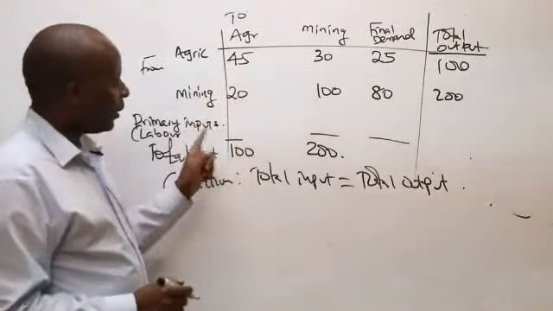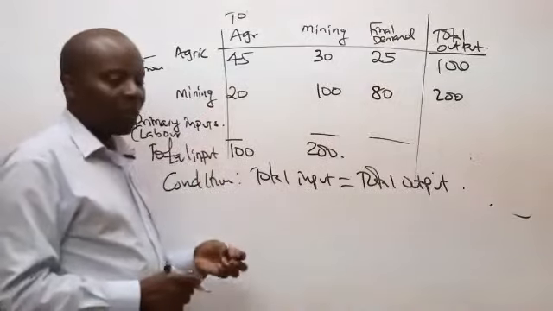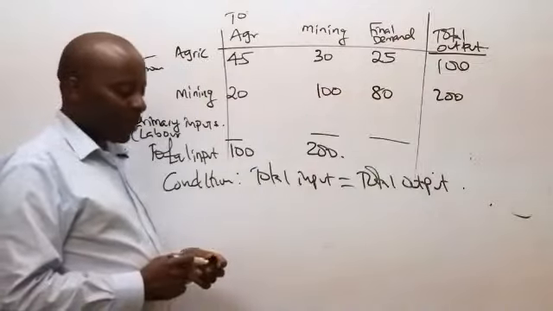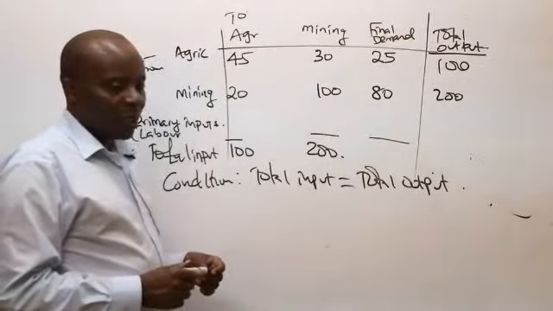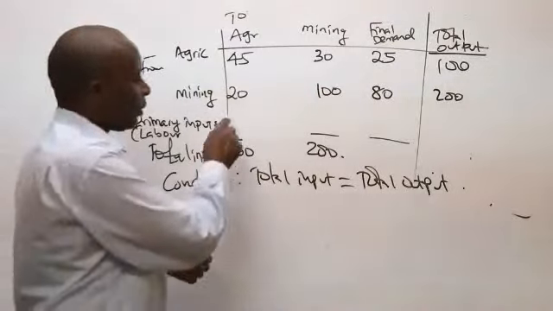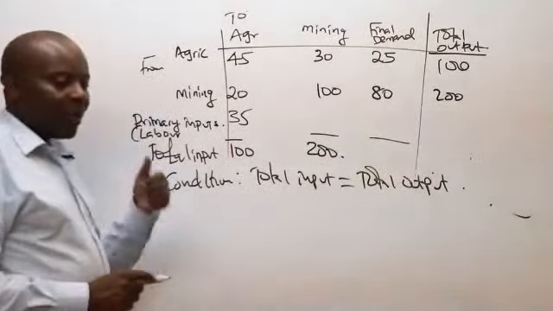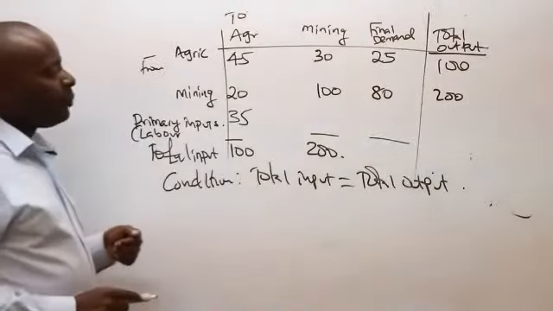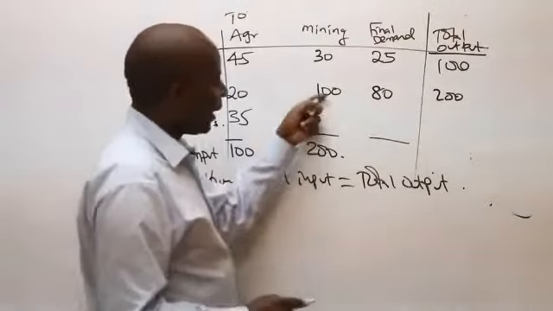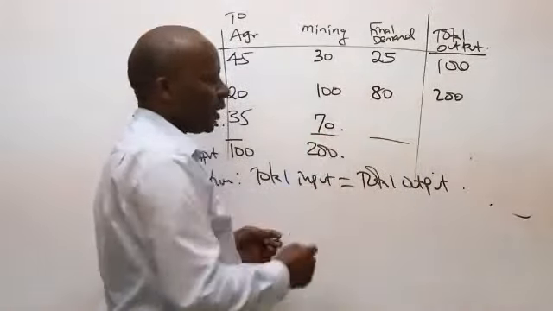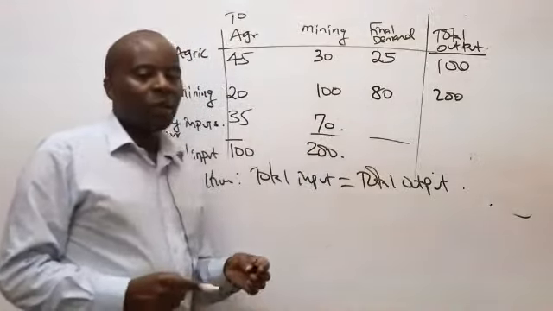So could you kindly give me the primary input for agriculture? James tells me it comes to 35. How about the primary input for mining? Primary input for mining, 200 minus this: 70.